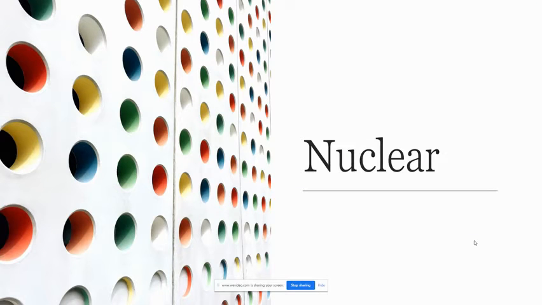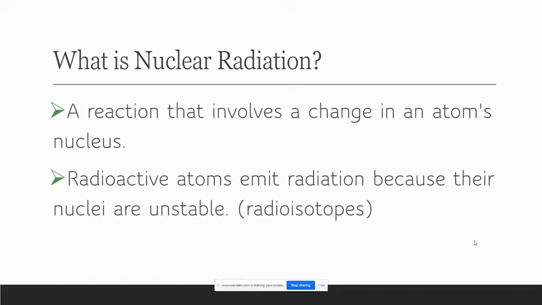So, we're going to talk today about nuclear radiation. So, what is nuclear radiation? Well, it's a reaction that's going to involve a change in the nucleus. That's where they get the term nuclear, because it's dealing with the nucleus of the atom. And as we learned in our last set of notes, the nucleus contains neutrons and it also contains protons.